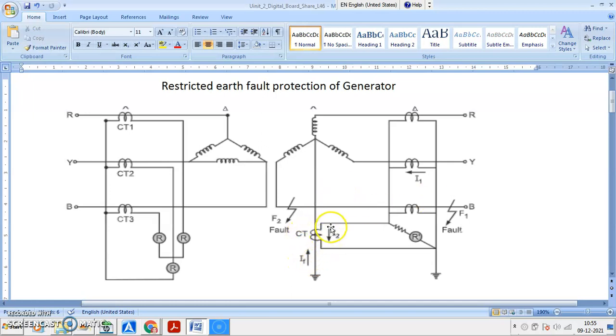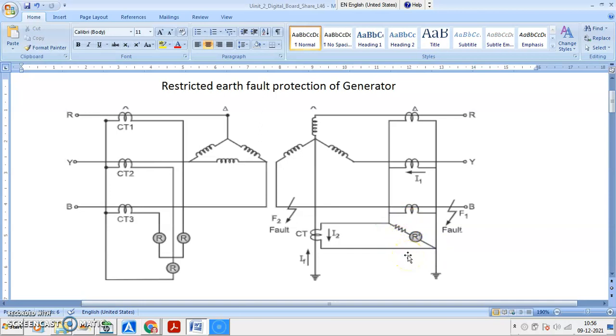So difference current I1 in downward direction, current I1 in upward direction, I2 in downward direction. Resultant current will flow through CT secondary. Okay, and that current flows through relay R dash, which is negligible and which will not operate R dash.